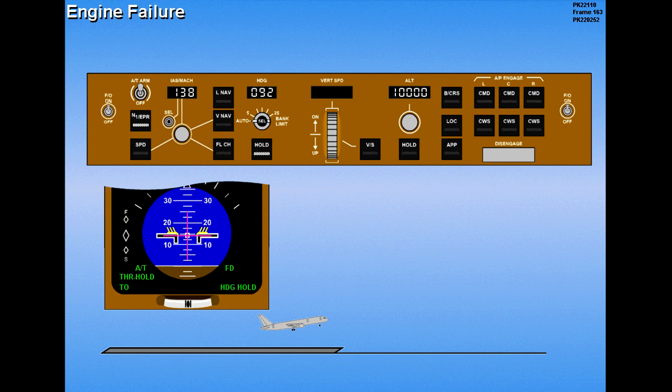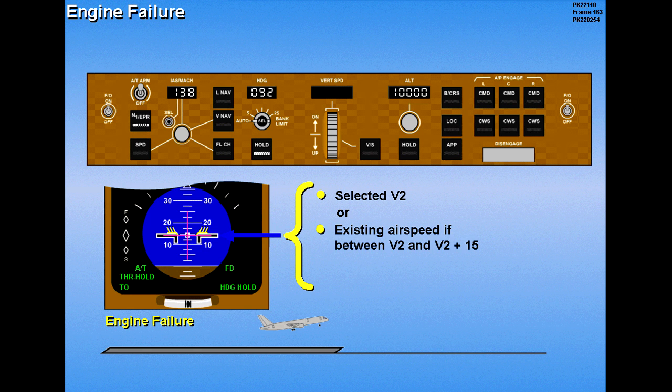Should engine failure occur during takeoff, the pitch bar will command one of three speeds: the selected V2 if the existing speed is less than that value, or the existing speed if between V2 and V2 plus 15 knots, or V2 plus 15 knots if the existing speed is higher than that value.